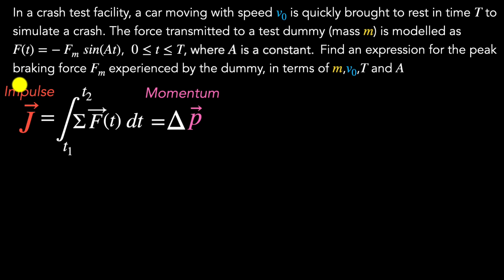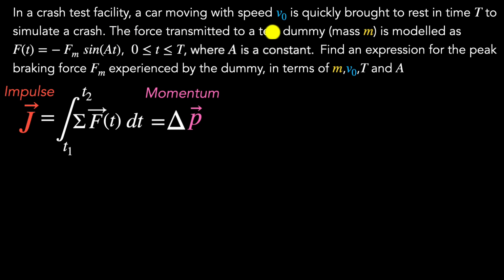All right, so in a crash test facility, a car moving with speed v0 is quickly brought to rest in time T to simulate a crash. So that's usually actually done. Instead of actually making your car crash into something, where the car might get totaled and you may not be able to use it again, we instead quickly make it stop to simulate what happens when a car would go into a crash, for example. It immediately stops, right? So that's what's happening over here.